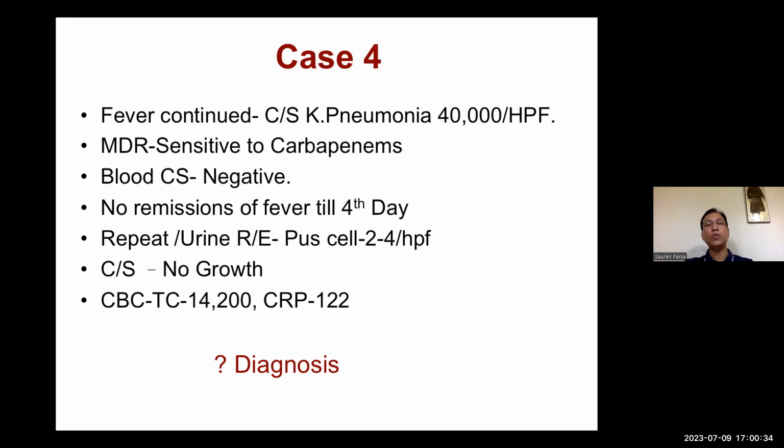The pus cells were 2 to 4 per high power field. When we collected the report after 24 to 48 hours, there was no growth. Total count remained high at 14,200. C-reactive protein was 122. So do we want to change our diagnosis, or do we want to stick to urinary infection? That is the question at that time.